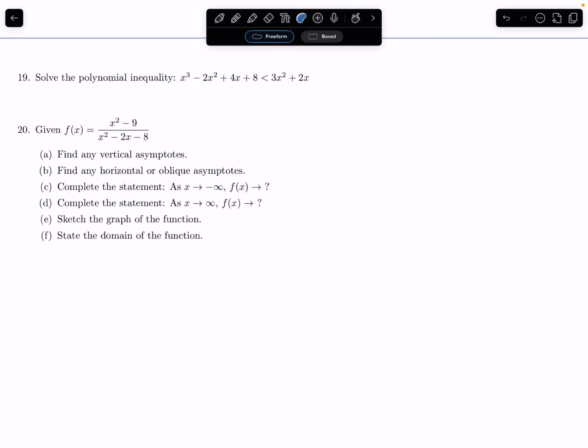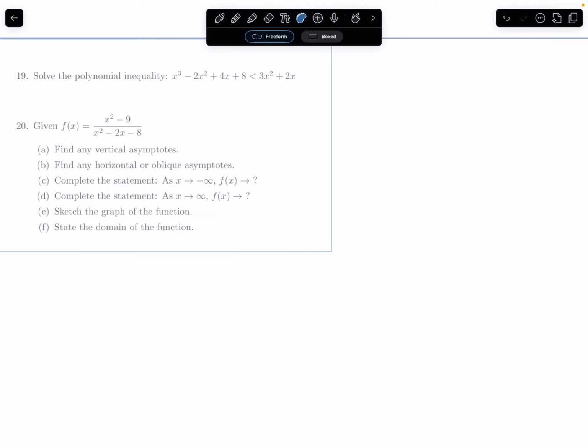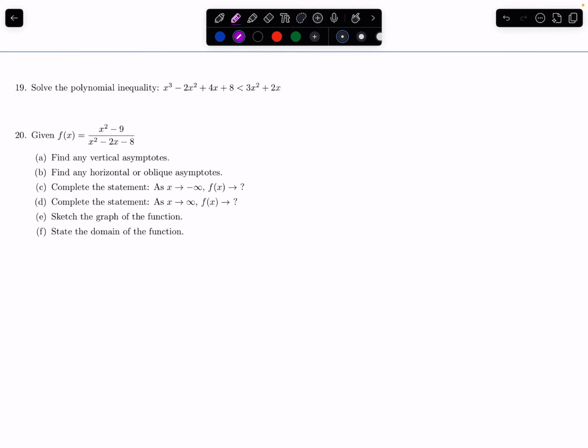All right, guys, let's finish up the chapter 2 part of our review. Starting with number 19 now. It says to solve the polynomial inequality. Okay, so when you're solving a polynomial inequality, first thing is to get one side to 0.